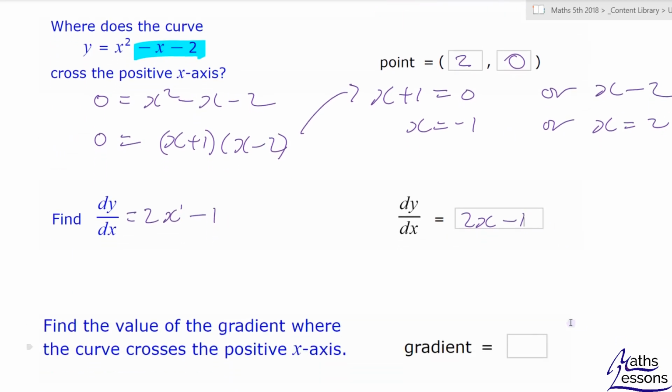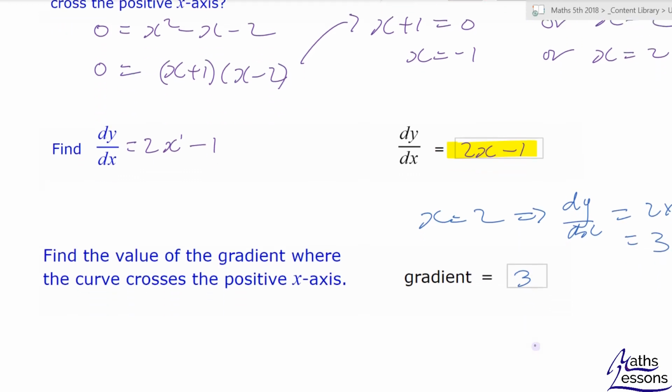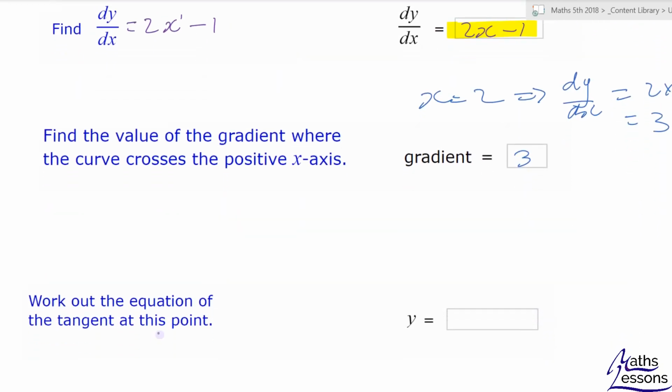Now we want to find the gradient of the tangent where the curve crosses the positive x-axis. So this was here. So we want to find the derivative, the gradient where it crosses the x-axis. So we want to use the value of x equal to 2. So if x equals 2, this implies dy by dx equals 2 times 2 minus 1, which is 3. The gradient equals 3. And we want to find the equation of the tangent at this point.